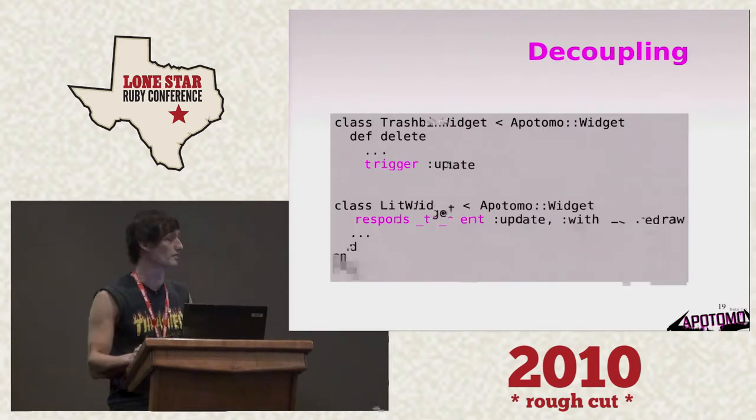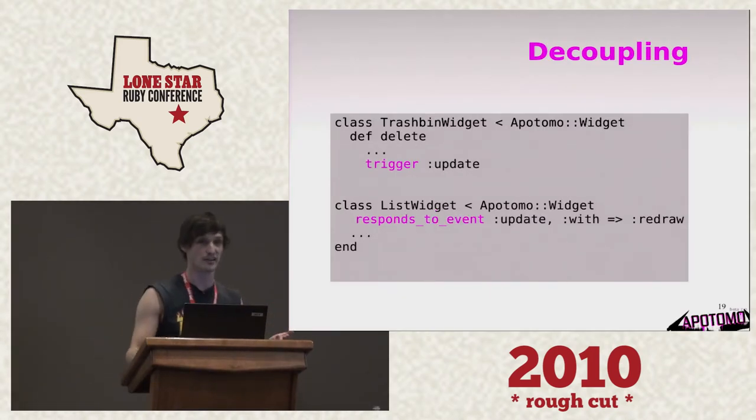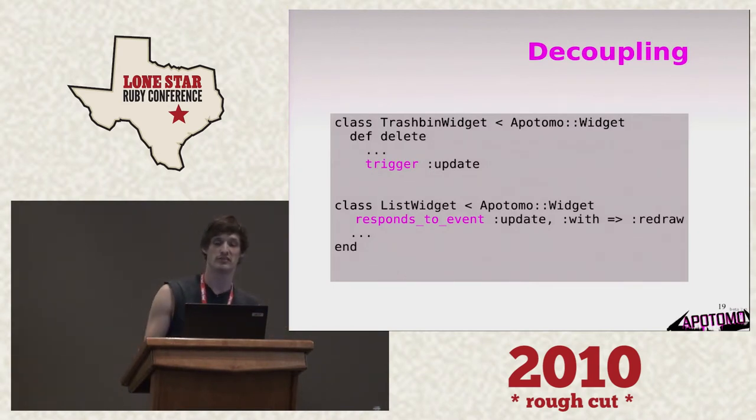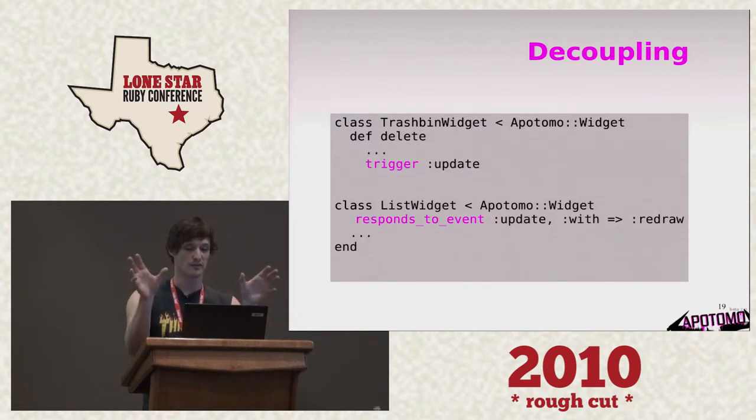So again, this is very simple in Apotomo. I would have the trash bin widget and the list widget, and they were both rendering stuff. In the delete method of my trash bin widget, I just call, it can also trigger events from the server side, not only from the browser. So I call trigger update, which is a basic event, and my list widget will respond to that event by using responds_to_event, looking for update, and it will just call its redraw method. Of course, I have to implement the redraw method, but it's basically very simple to have that kind of interaction between widgets.